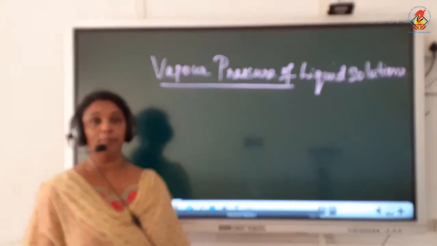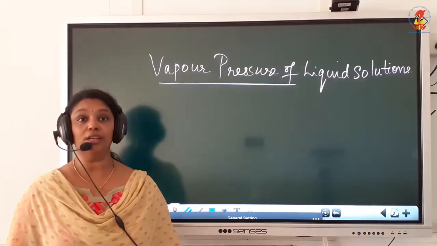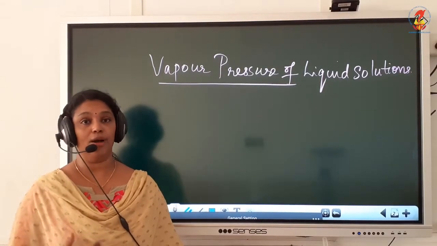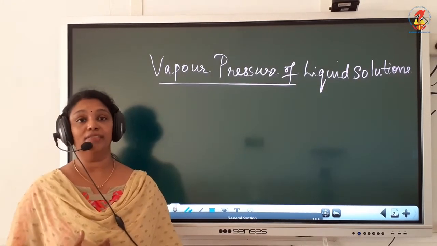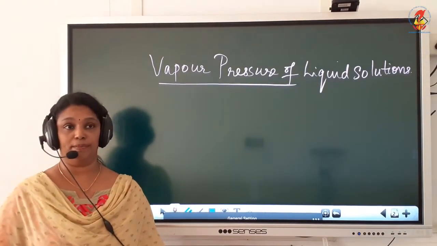So the definition of vapor pressure is the pressure exerted by the vapor above the liquid surface in equilibrium with the liquid at a given temperature. We can see that the higher the temperature or the weaker the intermolecular force of attraction between the molecules, the higher will be the vapor pressure. So, vapor pressure is the pressure exerted by the vapors above the liquid surface in equilibrium with the liquid at a given temperature.